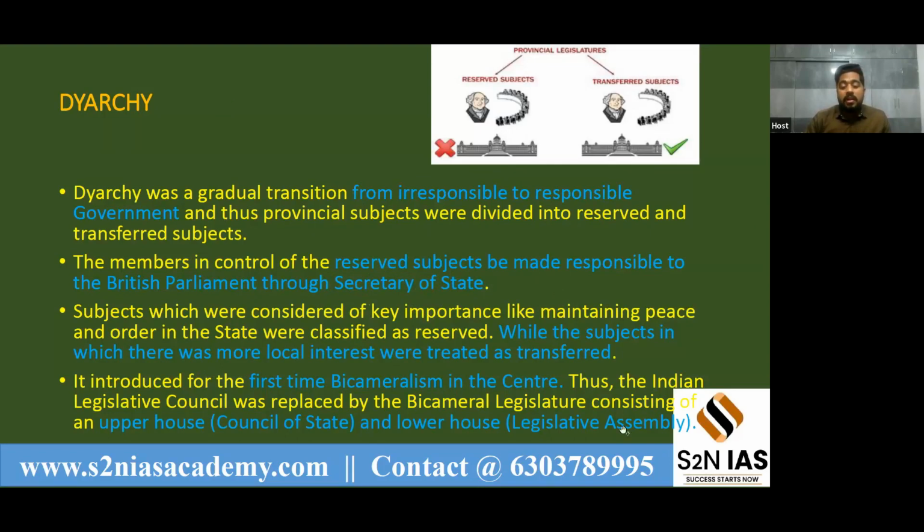Subjects which were considered of key importance, like maintaining peace and order in the state, were classified as reserved, because if the peace and order in the state is in a disturbed stage, British control or British power over the territory will vanish. If the power over the territory is vanished, everything is going to be vanished. So they didn't want to take any chance over law and order. That's why direct monitoring by the Secretary of State, even from London, is on the subjects called reserved subjects.